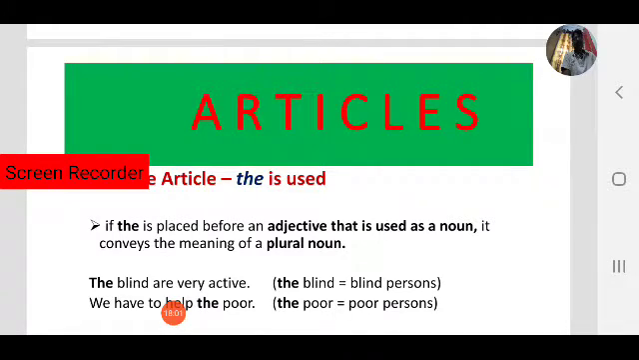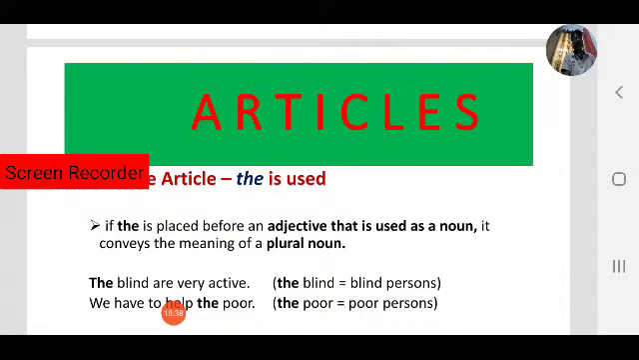Let's move to another rule. If the is placed before an adjective that is used as a noun, it conveys the meaning of a plural noun. Observe, this is another rule. Sometimes we use adjectives as nouns. Actually the word was an adjective, but we use that adjective as a noun. In those cases we use the.